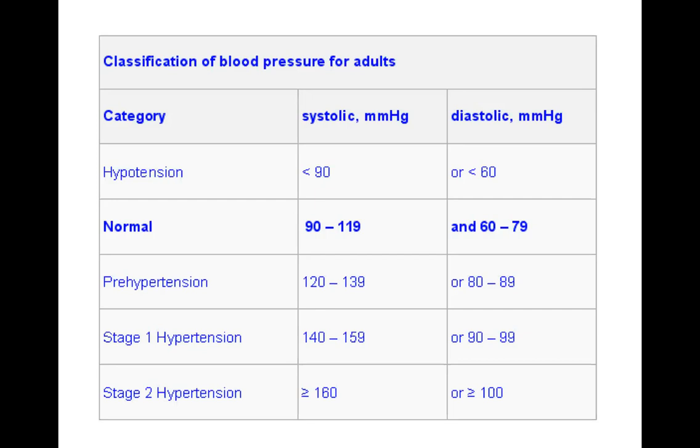Stage 2 hypertension, for me, anything over 100 is an alarm. So I will put them on a blood pressure medication. I'll bring them in a couple days later. So maybe they'll come see me Monday. I'll say, come back and just get your blood pressure checked on Wednesday. And then if it's still up, I'll probably treat them if it's over 100.